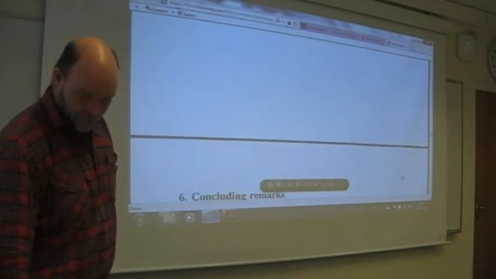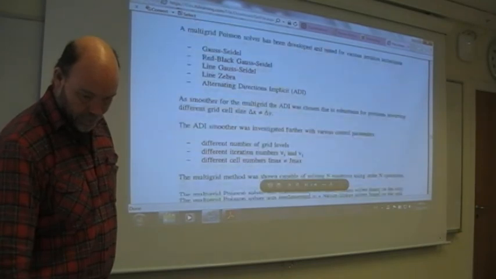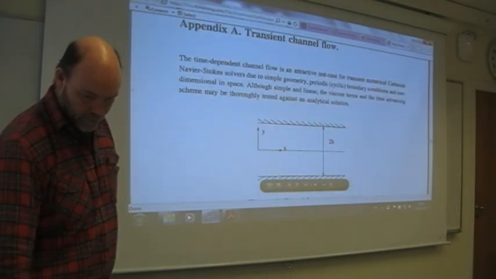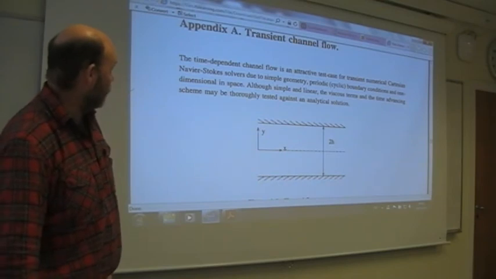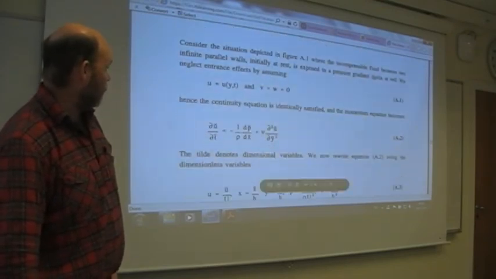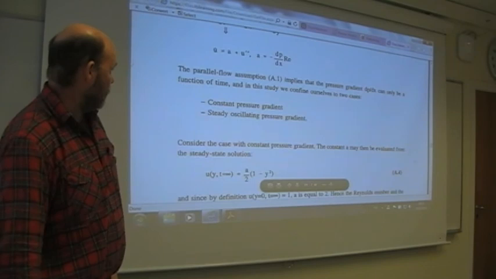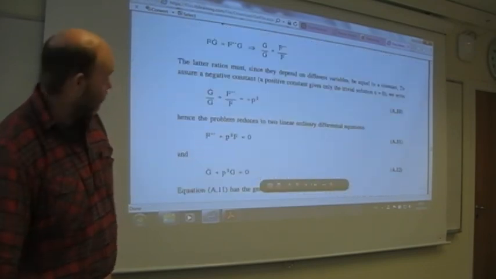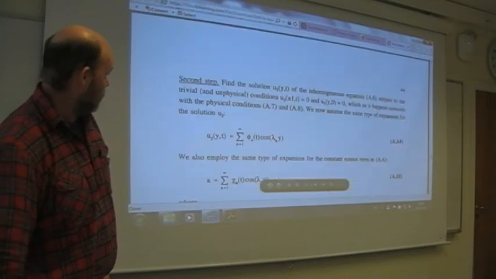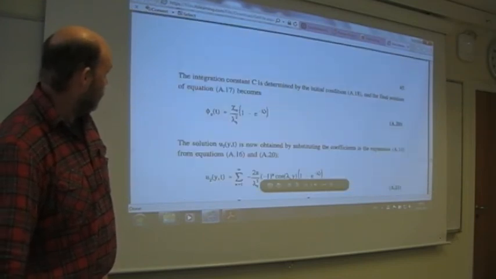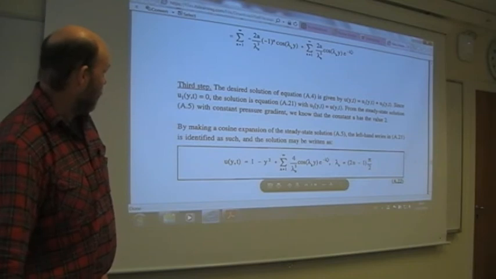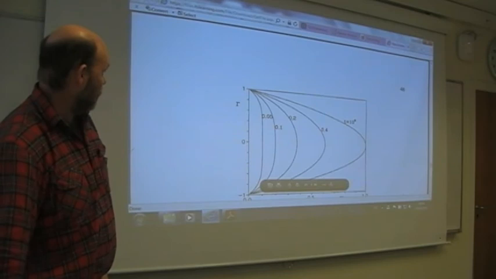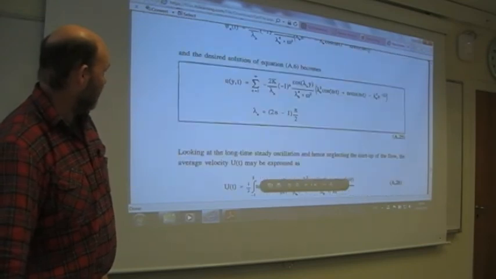And I believe you have been given here the solution. Yes, should be here somewhere. Transient channel flow. So you have the analytical solutions here somewhere. Yeah. So there you have one, and the oscillating is a little bit more messy.